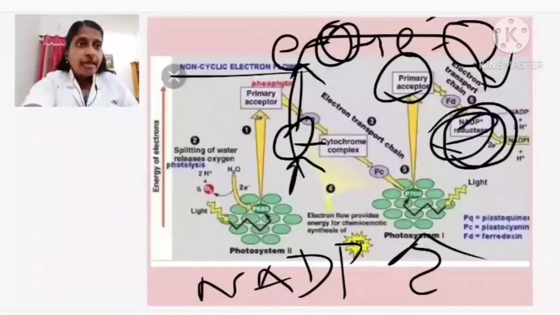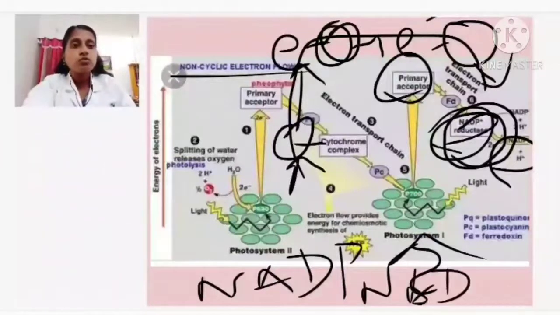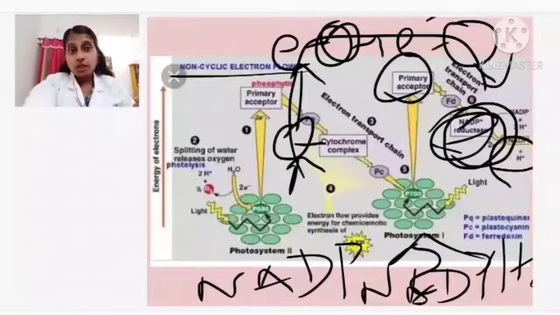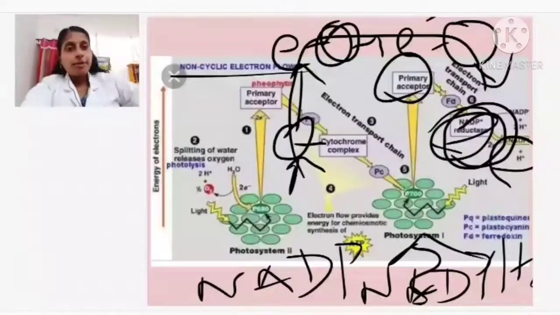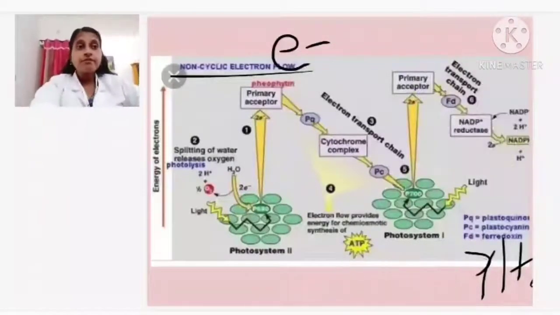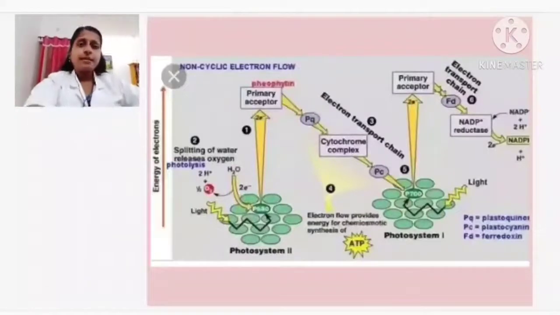Immediately when the electron, after passing through all these molecules, comes to NADP, it gets reduced. What does it get reduced to? It gets reduced to NADPH2. So I repeat again. Listen carefully. It is a bit difficult to understand, but not that difficult.